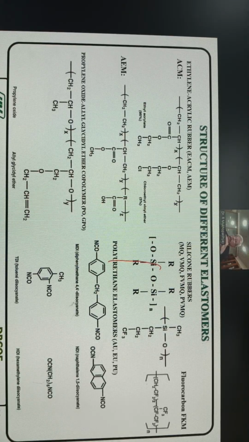You can go from -100 to +100 degrees centigrade continuous use, no problem. Fluorocarbon, up to 300 degrees centigrade is the maximum temperature you can go. So that is the certain application we require. As you go for such types of polymers, the cost of the polymer is going to increase.